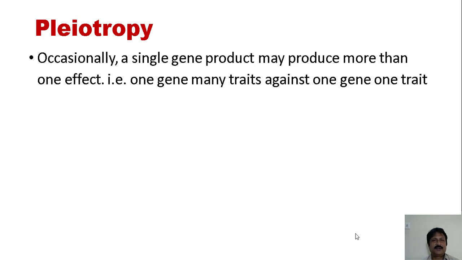Now let's come to the next topic, that is pleiotropy. Till now, we have seen that a single gene produces one effect, one gene, one trait. But now we'll study a case where one gene may affect more than one trait. This is called pleiotropy, and these genes are called pleiotropic genes.